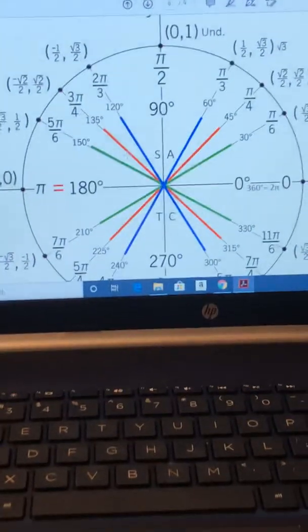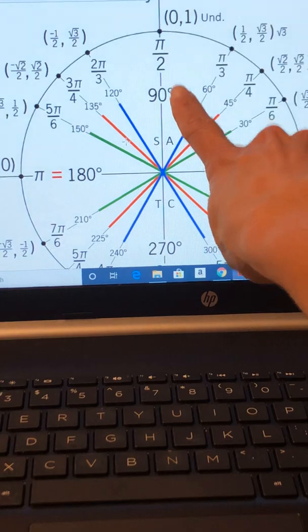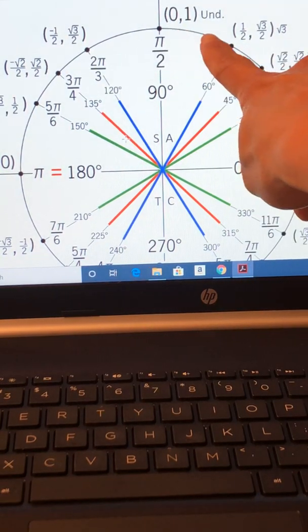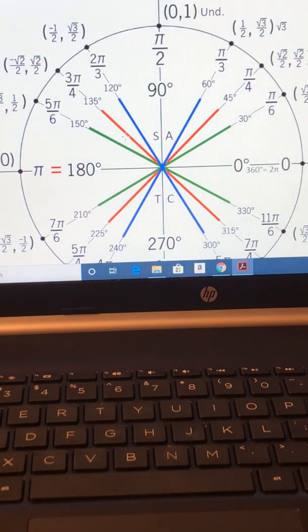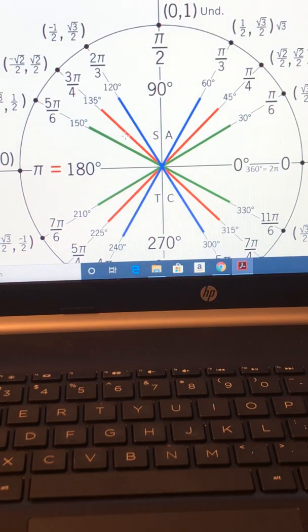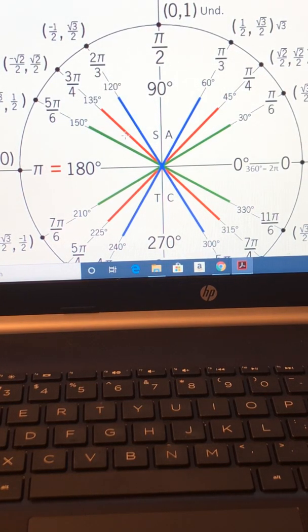So cosine of pi over 2. Pi over 2 is up here, and the coordinate is 0, 1. So the cosine is 0, sine is 1. So cosine is 0. Okay.